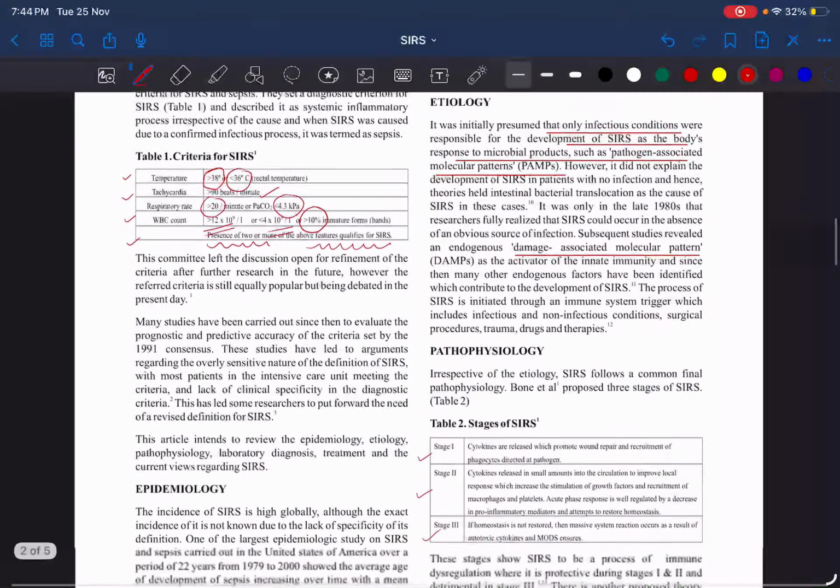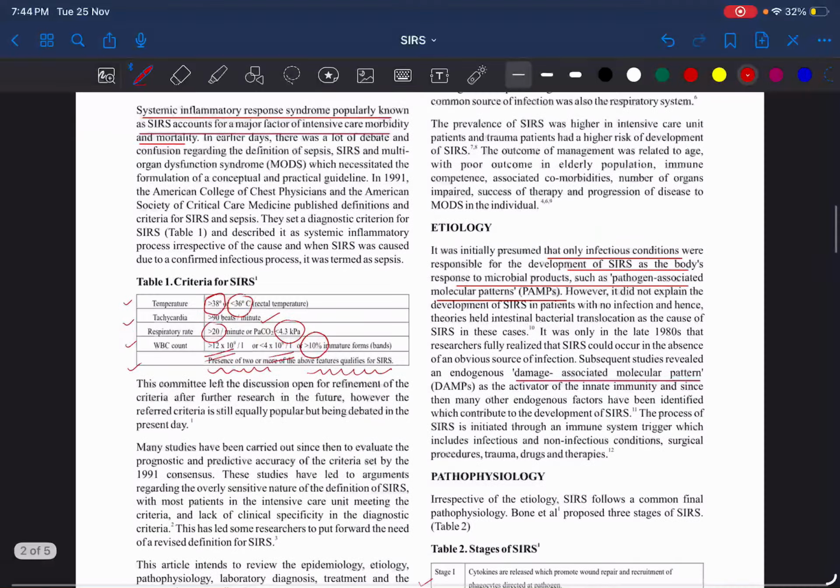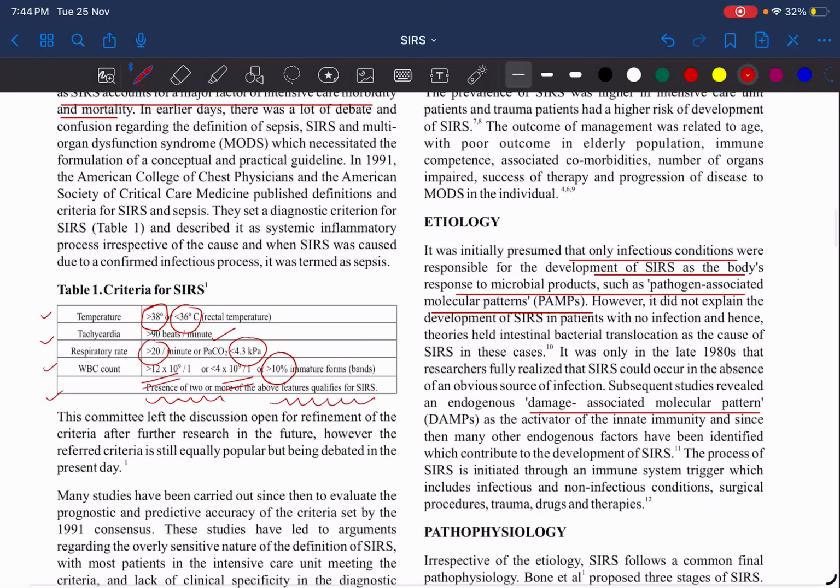Once this is done, now let us see what is the etiology. Once we thought that it was only infection that is responsible for causing SIRS, because we have something called PAMPs, that is pathogen associated molecular patterns, responsible for triggering this event. But later we found that it's not just the pathogen, any damage can do it. So earlier it was PAMP, now it is called DAMP, that is damage associated molecular pattern. They are activators of innate immunity.